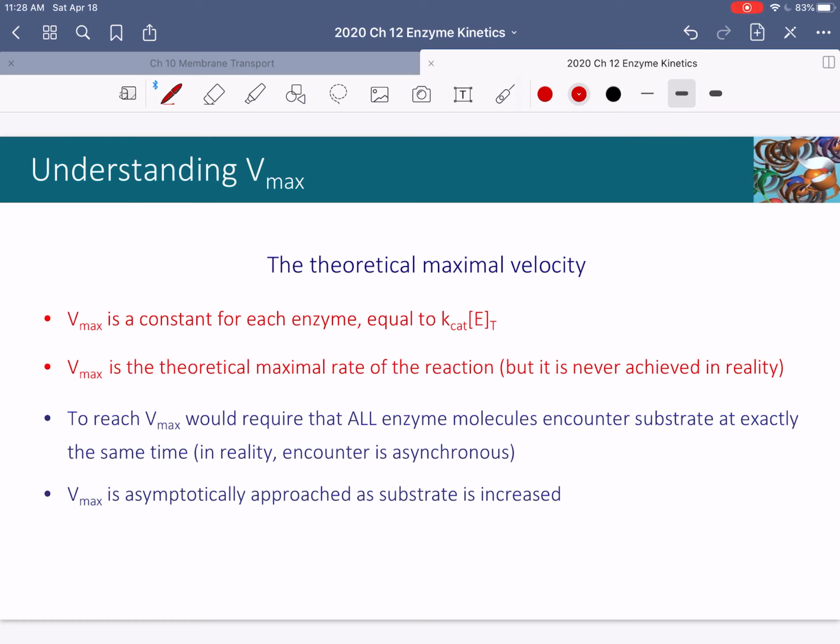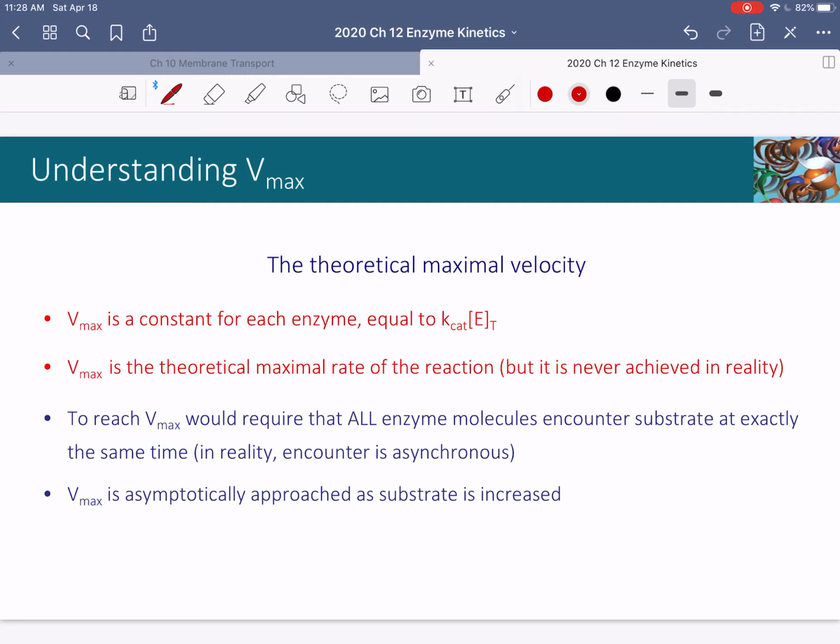So hold that in your mind because as we go through the other constants and what they mean, we're going to get to catalytic efficiency. And we're going to see that catalytic efficiency takes into consideration not just how well an enzyme binds its substrate, but also how well it does step 2, the chemistry, how fast it converts substrate to product. Okay? All right, so before we do that, let's look at Vmax.